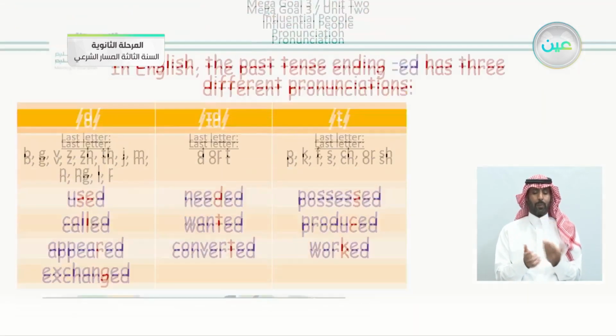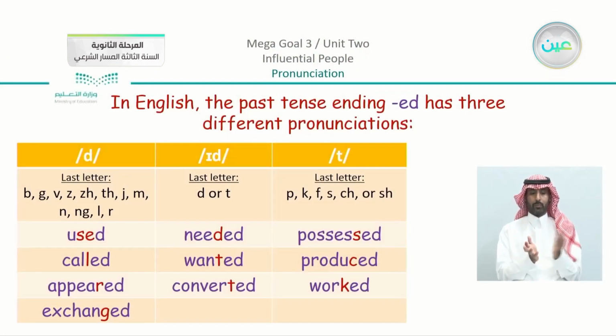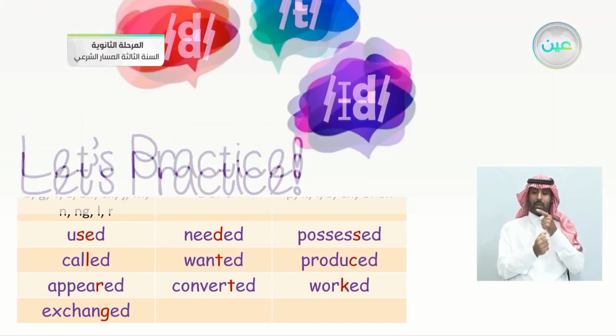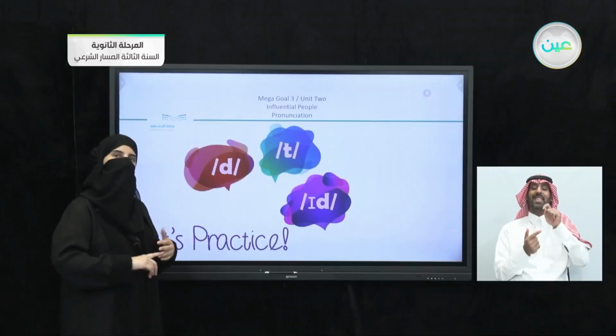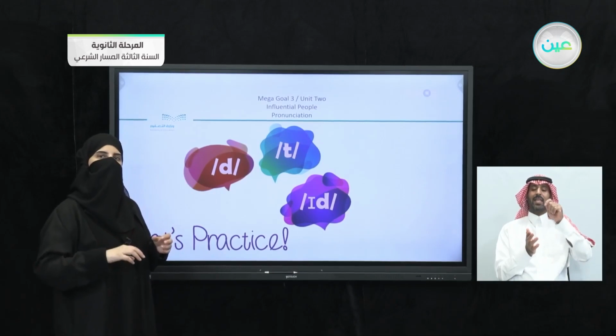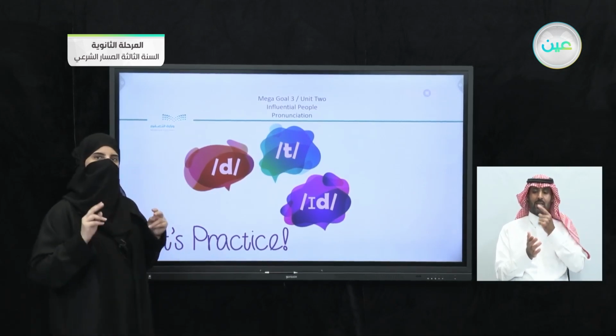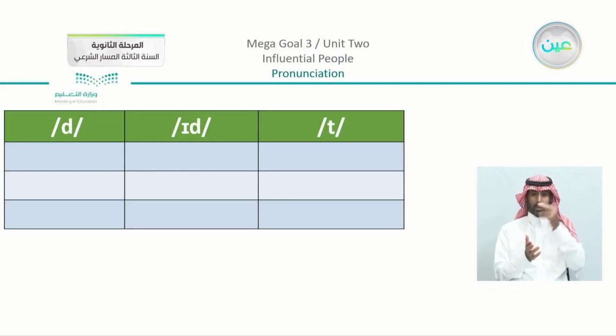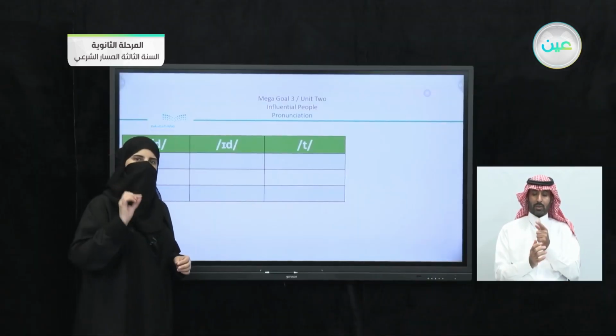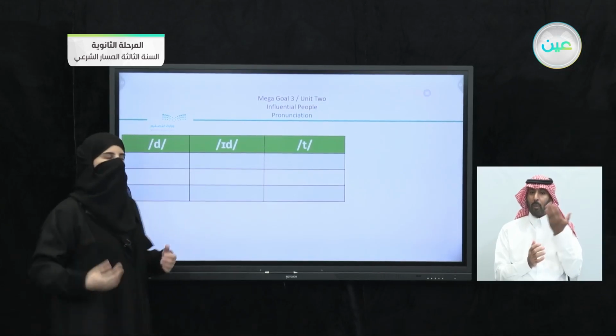So just to revise what we took in the pronunciation, now in English, the past tense ending ED has 3 different pronunciations, as we studied before. We have the D sound, we have the T sound, and we have the ID sound. They are 3 different sounds for the same 2 letters. So let's practice. Now, as you can see, I divided my table into 3 parts. We're going to just practice the words that we have together, and I'm going to give you just a second to pronounce the word before I do.